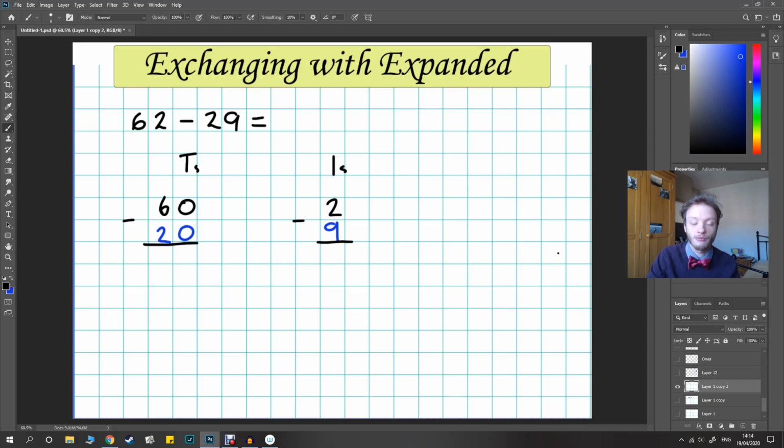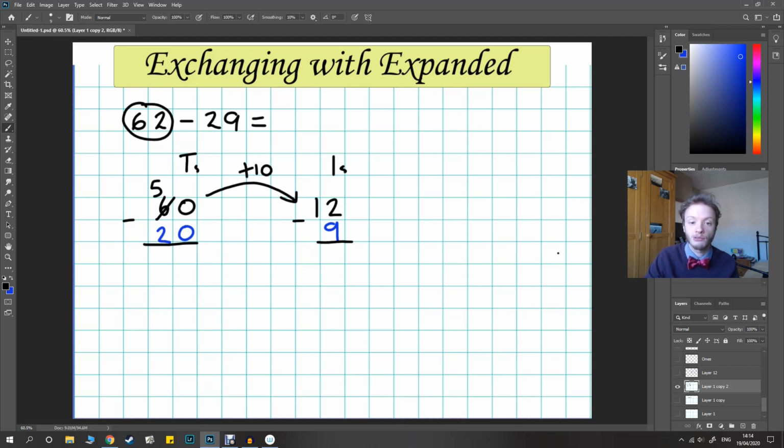When I'm exchanging from the tens column, I can see that I need to make that 2 bigger, so I'm going to take 10 from 60. I can't take it from 20 because it's not in the same number. Remember, we started with 62 and 29 is a different number, so we can only take 10 from the same number. So I'm going to take 10 away from 60. If I take 10 away from 60, that makes 50. And I'm going to add that 10 over in the ones. So that 2 is now going to become 12.